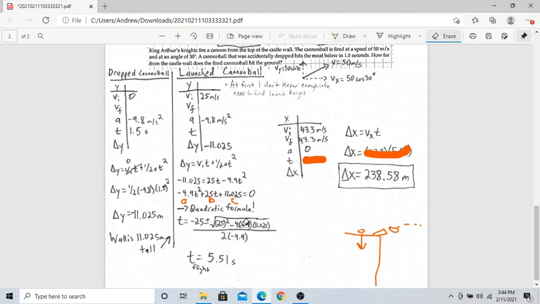If you plug into the quadratic formula, you should get something that looks like this. And then once you go through and solve it, again, you will have two solutions pop up. One will be negative, so you can throw that away because that is not physically possible. The other one should be positive. And if you did your calculations correctly, you should get that the time of flight of this object should be 5.51 seconds.